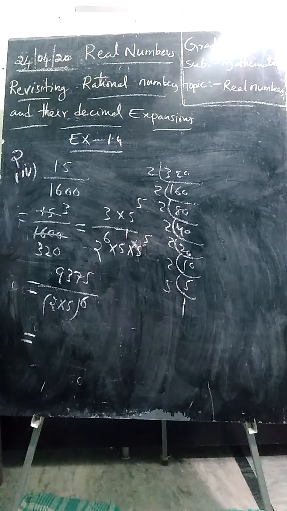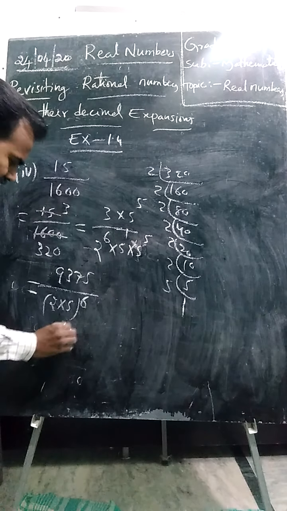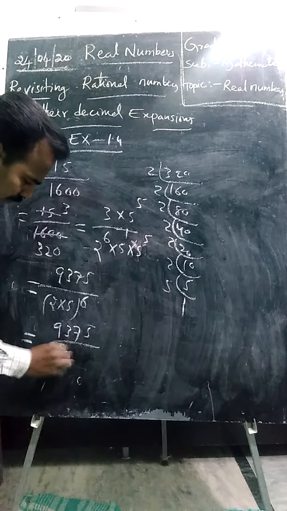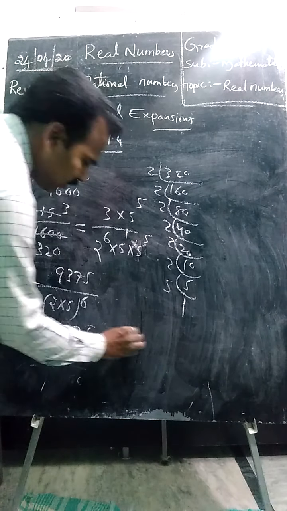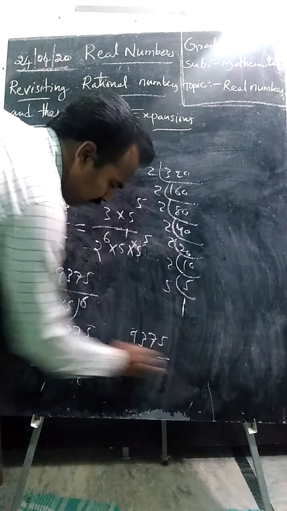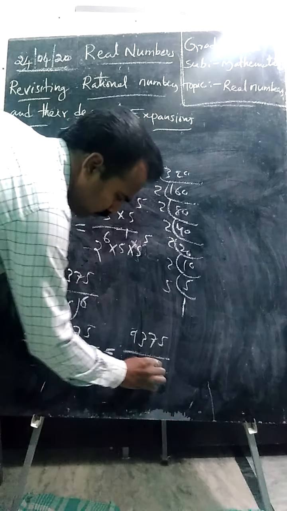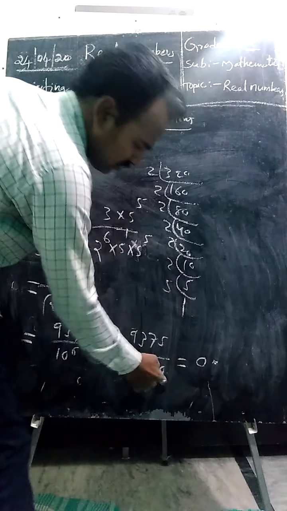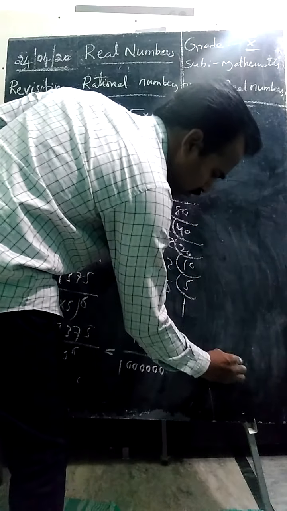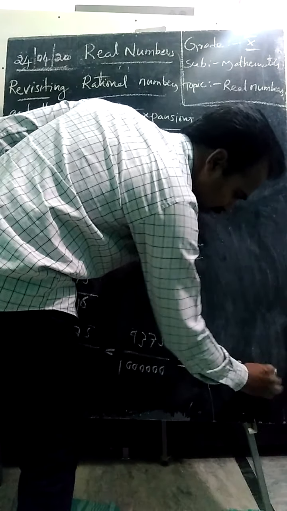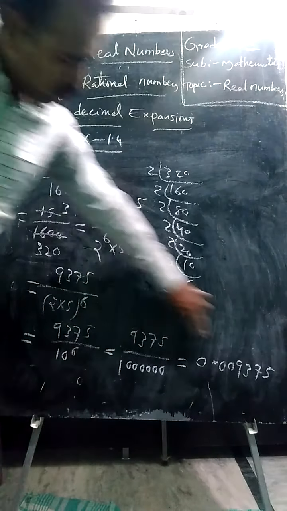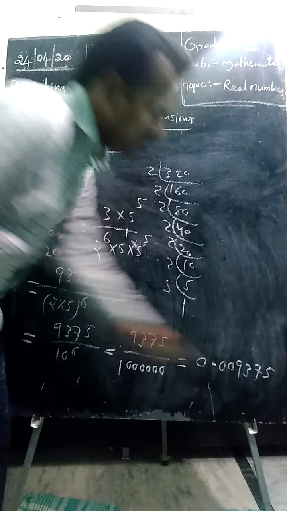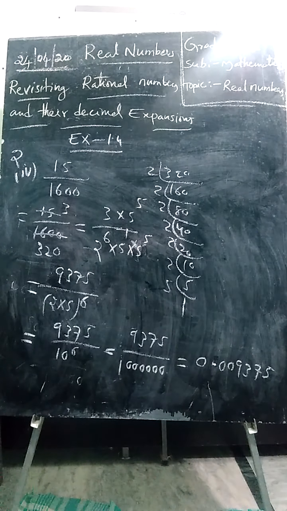That is equal to 9375 by 10 power 6, which means 1 followed by 6 zeros. So we need 6 digits after the decimal point. We have 4 digits, so 2 more places after the decimal point, zeros will come: 0.009375. This is the way to write the decimal expansion of a terminating decimal.